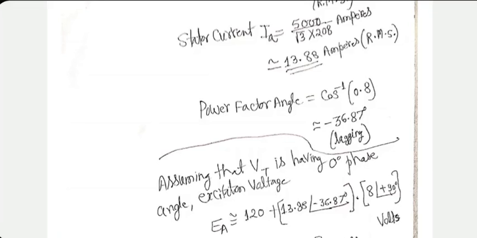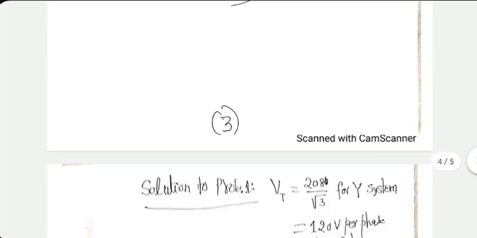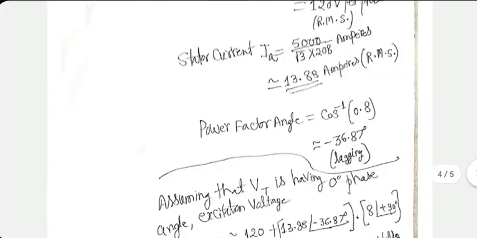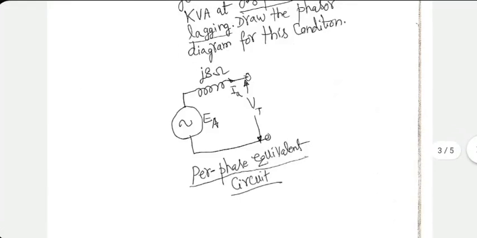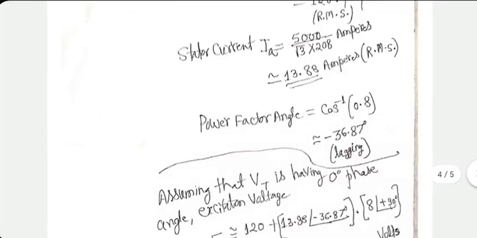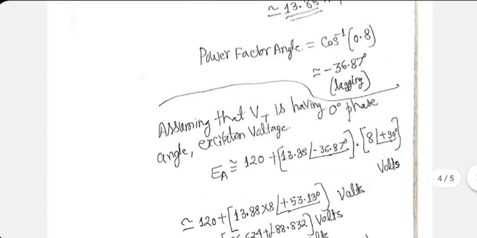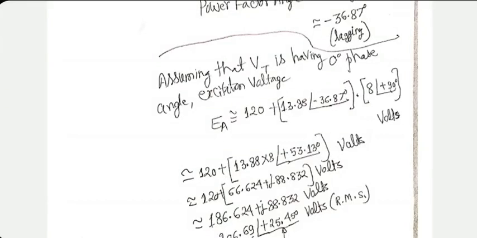And XS is J8 ohm, which means 8 with an angle of 90 degrees. You have to be very careful here when doing calculations. So if I take it further, 120 remains as it is, 13.88 gets multiplied by 8, and the two angles add. I'm doing multiplication in polar form right now. So the result is 13.88 into 8, and the angle is 53.13 degrees.